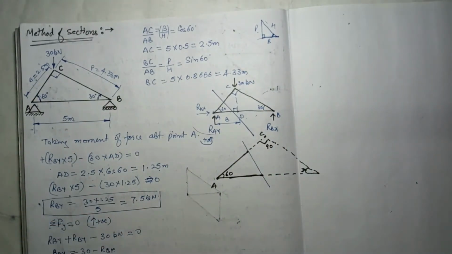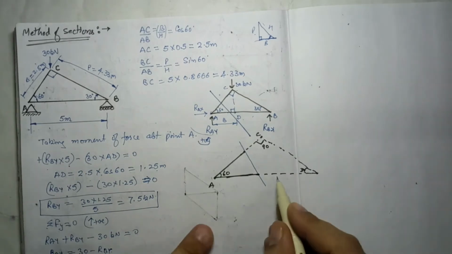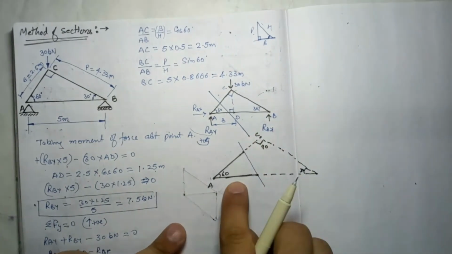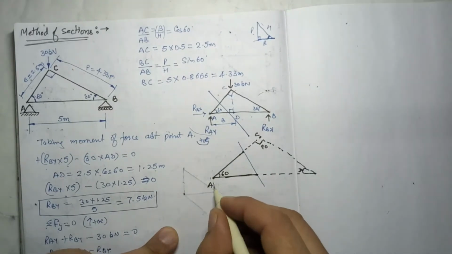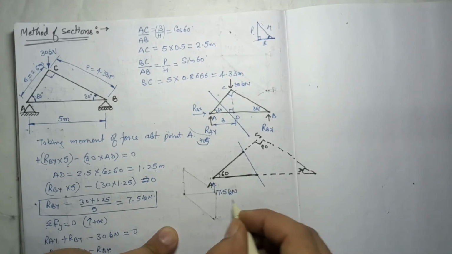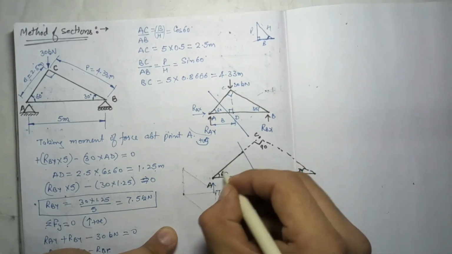Now I have drawn these two diagrams. Just to make it more clear, I am making it with the hidden dashes, so that you can say this is the ignored part and this is the main part. Now in this part we know the reaction value, this is Ray, so directly I can take 7.5 kilonewton, the value of reaction.